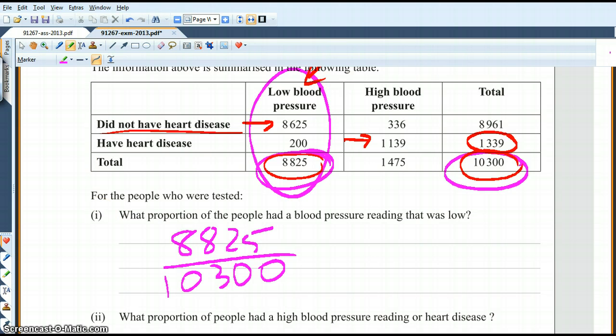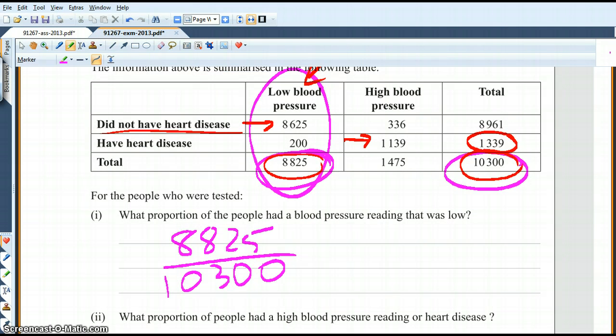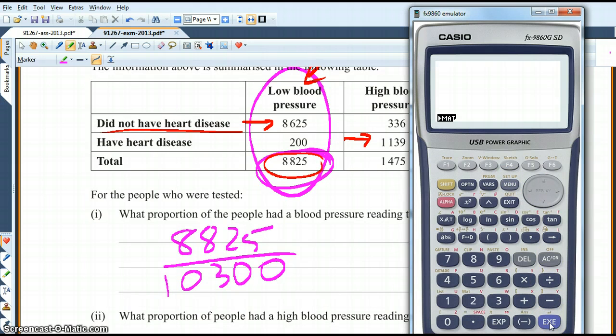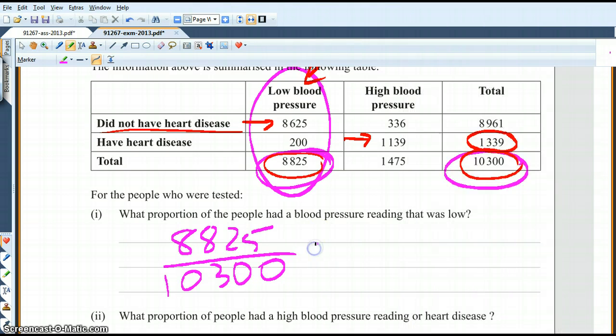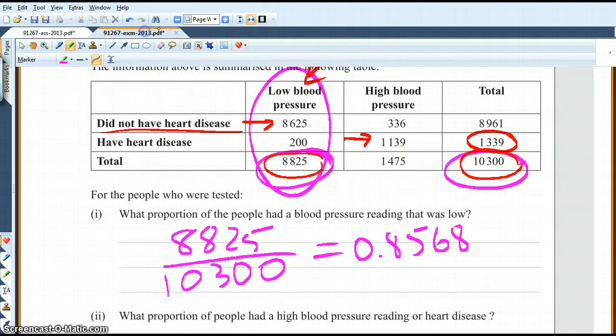Let's see. Got our correct, but let's do it on the calculator. So all you do on your calculator is go the 8,825, the number with low blood pressure, divided by the total number of people, and we have 0.8568. Alrighty. Cool, and that's achieved. Seems too easy.